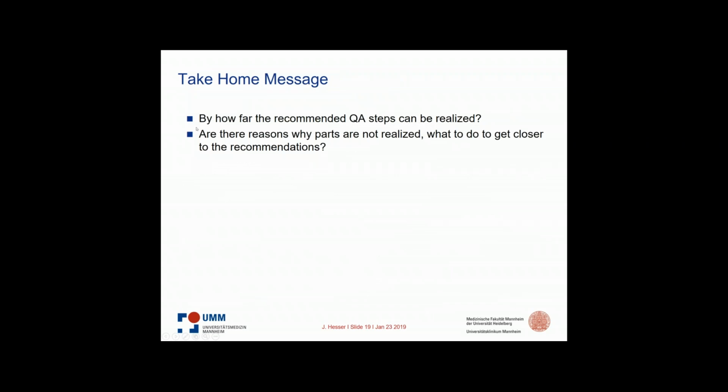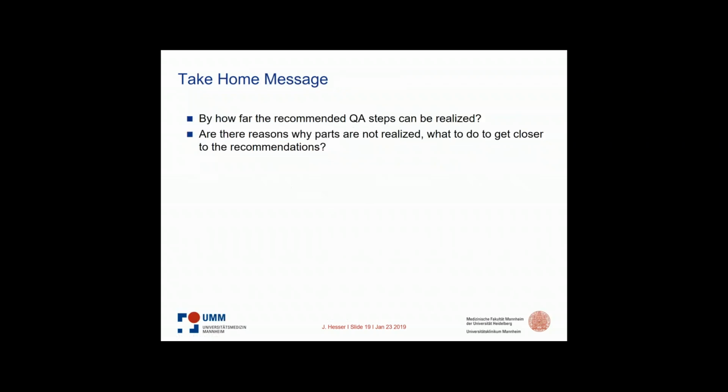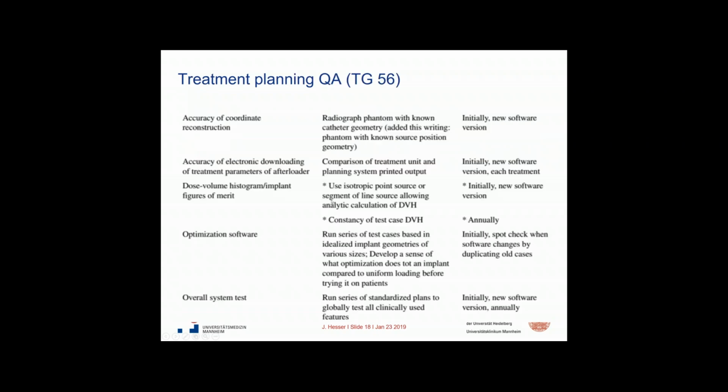So, take-home message for that: how far can these steps be realized? Well, you see most of these are done initially, and this will come later, back when you have the acceptance test. When you get something new, then you have to check it, and this is something you have to do anyway, so there's not much you can do differently. And what are the reasons why parts are not realized? This might be the case because you might not have this in that device, or other reasons.